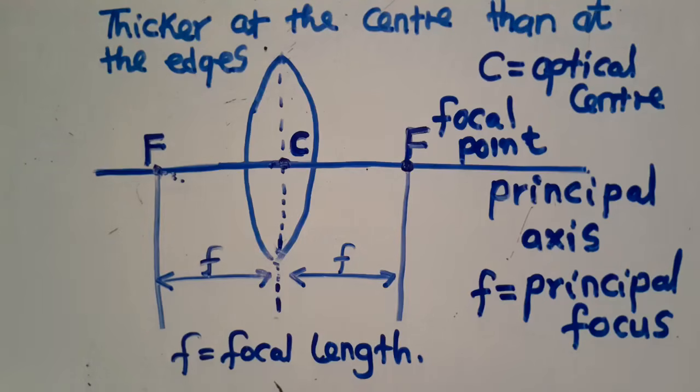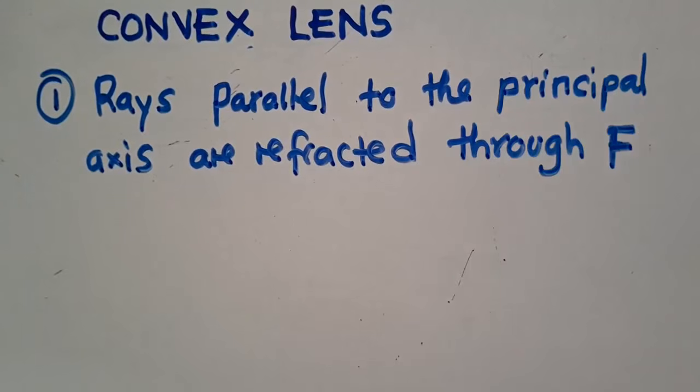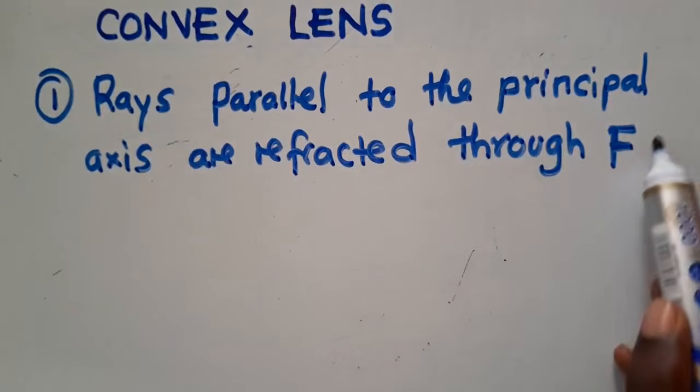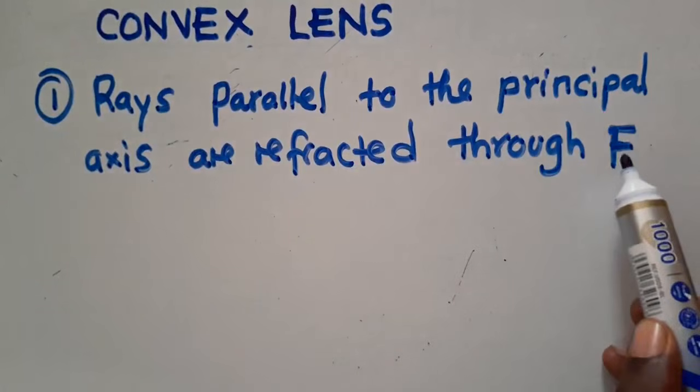So let us now look at the rules that you need to know in order to draw a ray through a lens. Let us look at the 3 rules that you are supposed to know each time you want to draw a ray through a lens. The first rule is that rays parallel to the principal axis are refracted through F, that is the focal point.